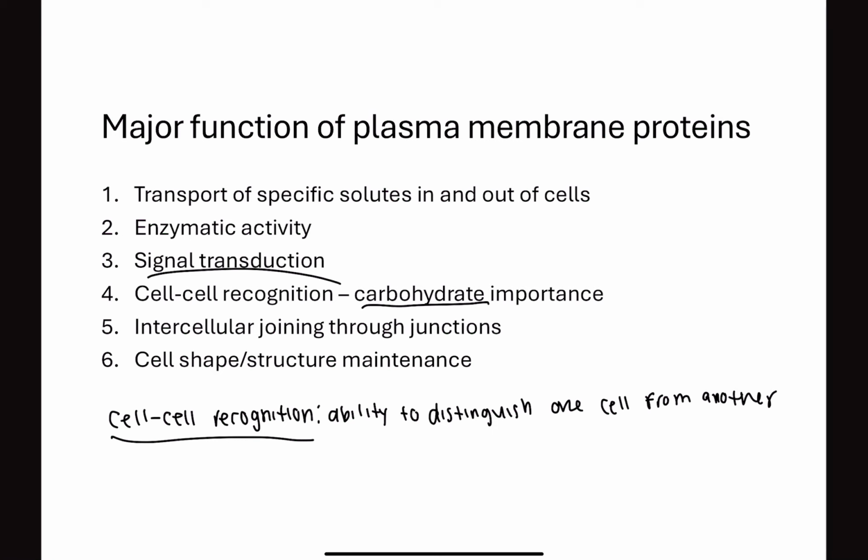Another function of the plasma membrane is intercellular joining of adjacent cells with gap or tight junctions. And the last function is going to be cell shape, structure, and maintenance. So the attachment to the cytoskeleton and the attachment to that extracellular matrix protein is going to maintain cell shape and stabilize the location of certain membrane proteins.